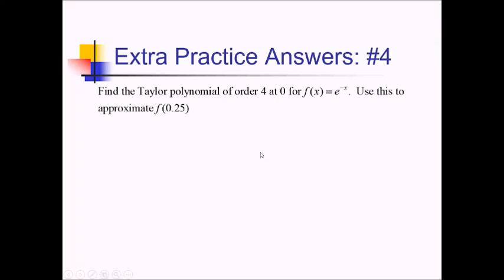For this problem, they want us to find the Taylor polynomial of order 4 at 0, so basically the fourth order Maclaurin polynomial for f of x equals e to the negative x, and then use it to approximate f of 0.25. So let's start by getting the polynomial itself.